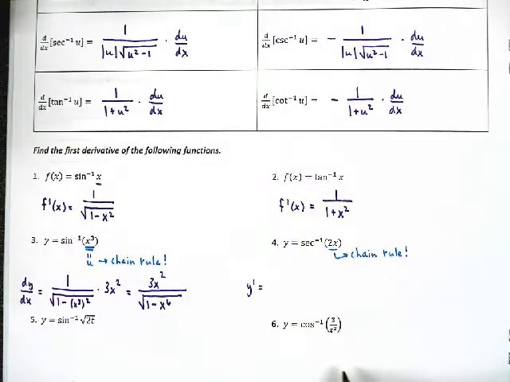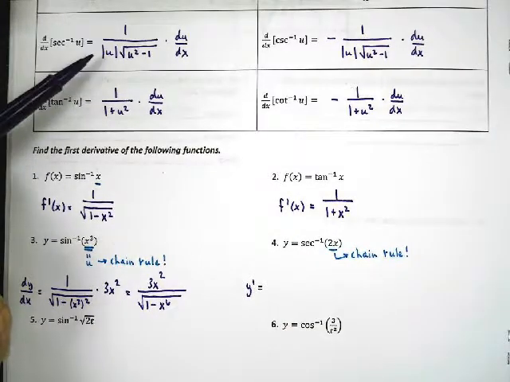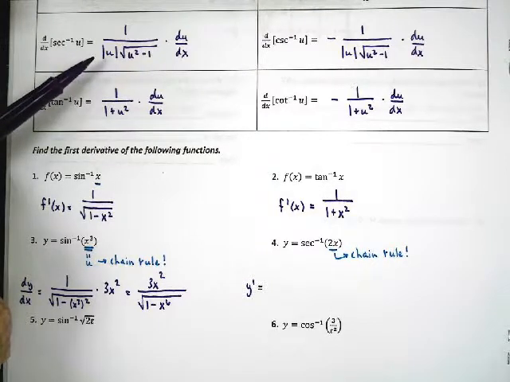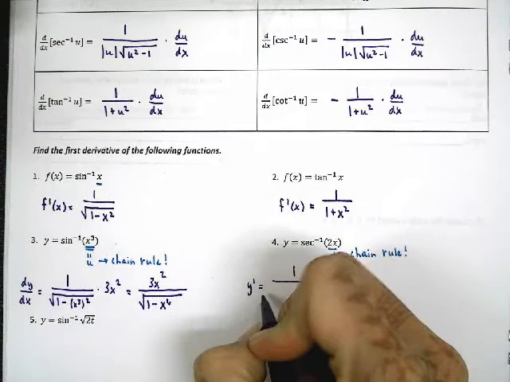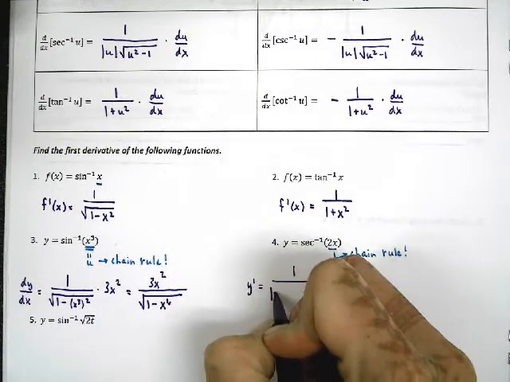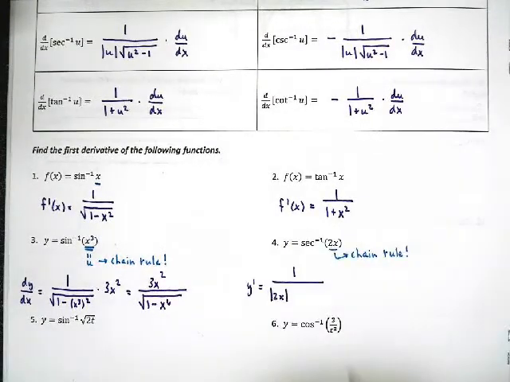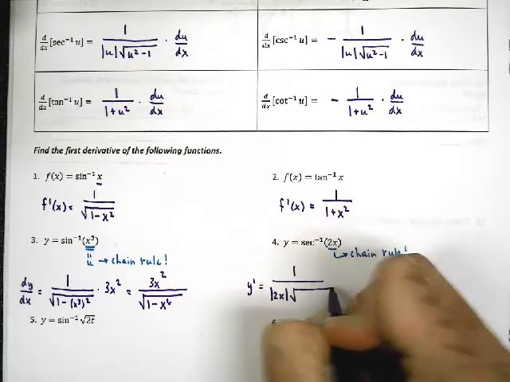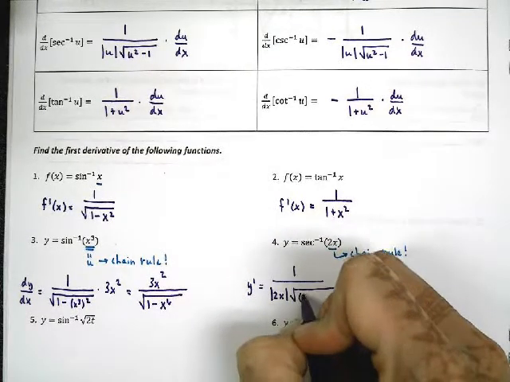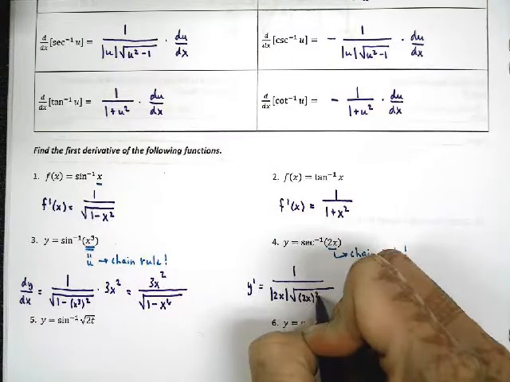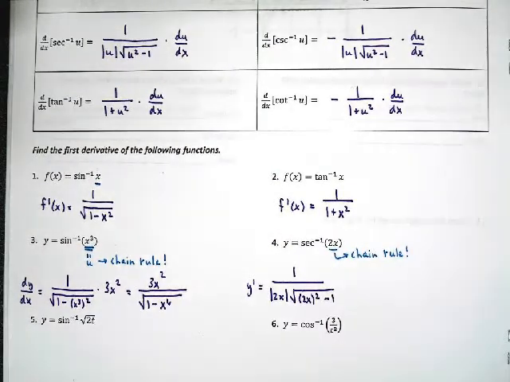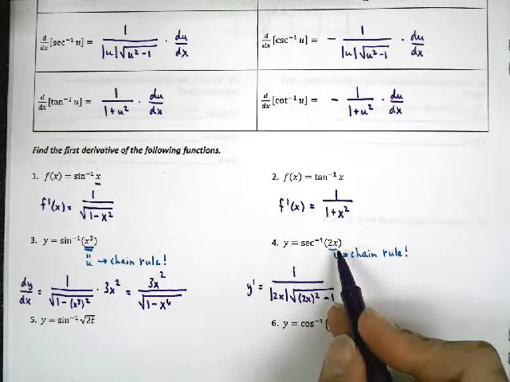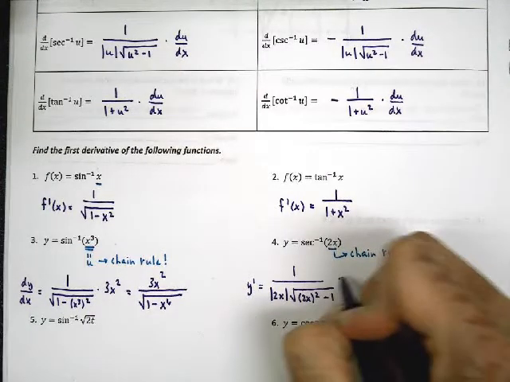Now, if I'm inverse secant, that's my formula here, and my u in this case is my 2x. So I have 1 over the absolute value of 2x times the square root of u squared, so that 2x, that whole quantity gets squared, minus 1. And then I need to multiply by the derivative of 2x, so I'm going to multiply by 2.